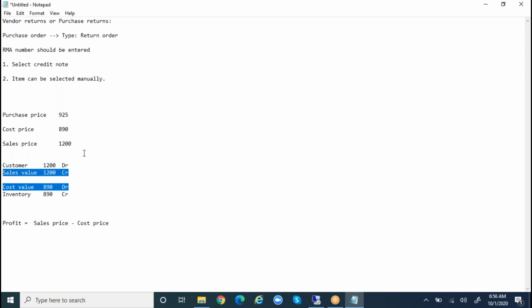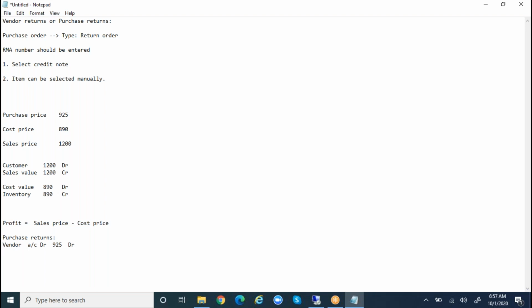Now you are doing purchase returns. If you are selecting credit note, fine, whatever was posted at the time of invoice, exactly it will take reverse. But now, the vendor account will be debited here, 925, because at the time of invoice it was created. Now you need to enter debit.